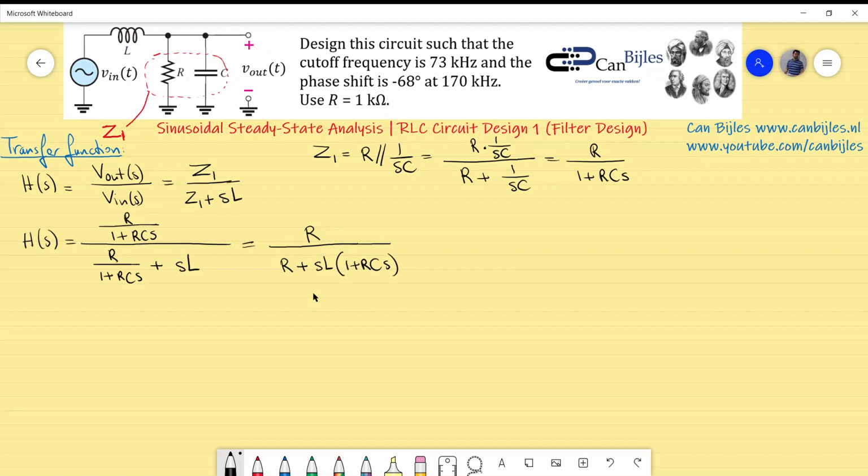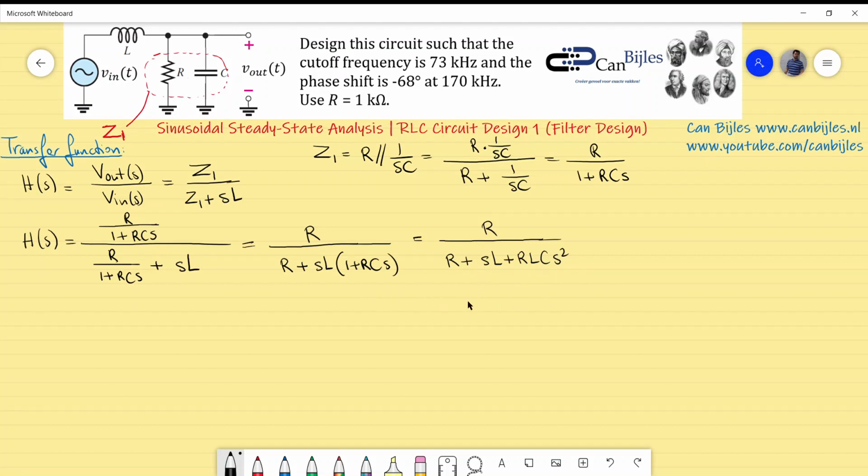Again, I can simplify this by working out the parentheses. I will have the real part, the part with the s, and the part with the s squared, in this case because it's a second order system. So you have R divided by R plus sL plus RLCs squared. That's what you get if you work out the parentheses. So what do we do next?